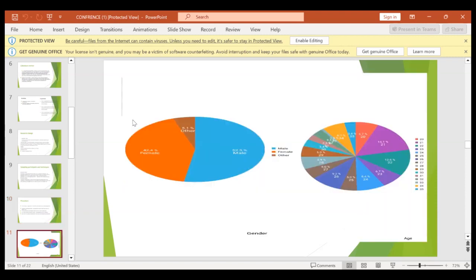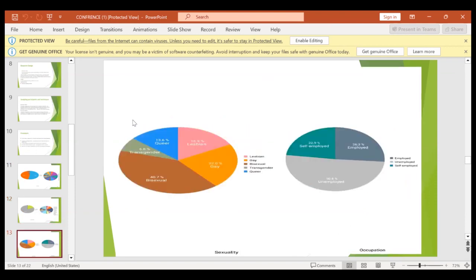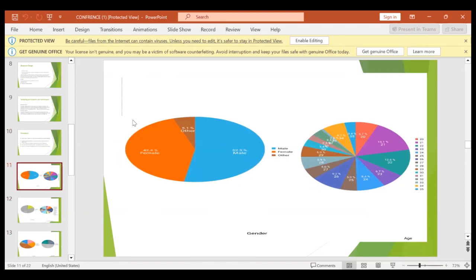I've collected the data of gender, age, marital status, geographical location, sexuality, and occupation. So for gender, 52.5% were male, 42.4% were female, and 5.1% were other. So there were different categories.